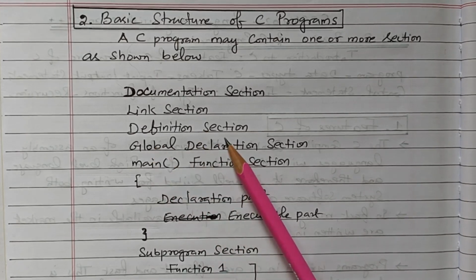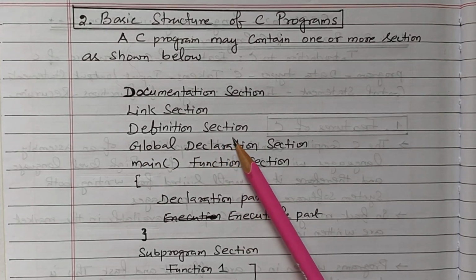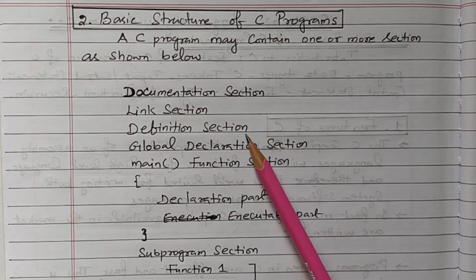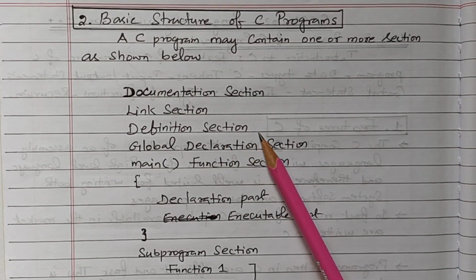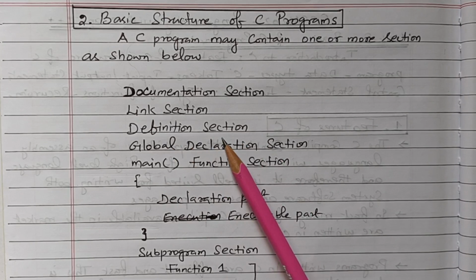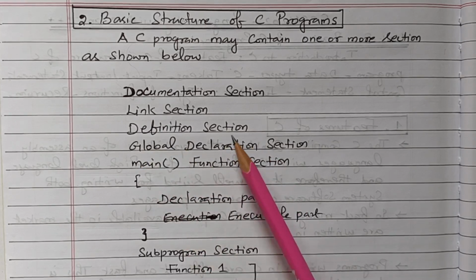Definition section. Some constants are available throughout the program, and they can be defined in the definition section. For example, the pi value 3.14 can be included. For example, the number of students while writing the student program, n equal to 100, we can declare n equal to 100. So n equal to 100 throughout the program, it will not change. Always n equal to 100. So such a constant can be declared in the definition section.